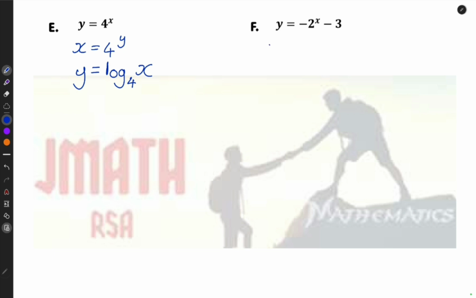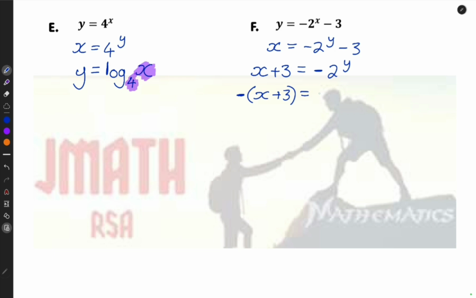Question F, swap x and y. So minus 2 to the power y minus 3. So this becomes x plus 3 equals minus 2 to the power y. Okay, so now with logs, it's very important. If I look at this number or this number, it's not allowed to have a negative value. So if I do the sum in F, I can't have log and then my base minus 2. So because my base can't be minus 2, I would just put a minus on the other side. And then I would say this is going to be 2 to the power y.